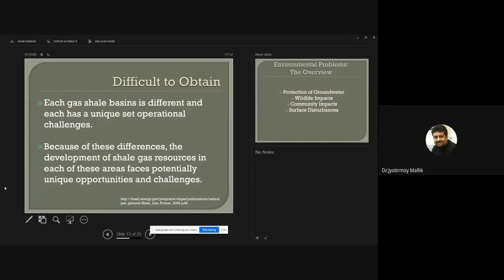So it's very difficult to obtain gas. Of course, as I said, each shale gas basin is different, and each has its own set of unique operational challenges. Because of these differences, the development of shale gas resources in each of these areas faces potentially unique opportunities and challenges, of course. Also, we know less about shale gas because conventional oil and gas we have been producing for almost 100 years, right? So we already know a lot about how to produce them and how to overcome difficulties. But shale gas is fairly new, right? So it brings opportunities in terms of research, and of course it also brings challenges in terms of the unknowns.